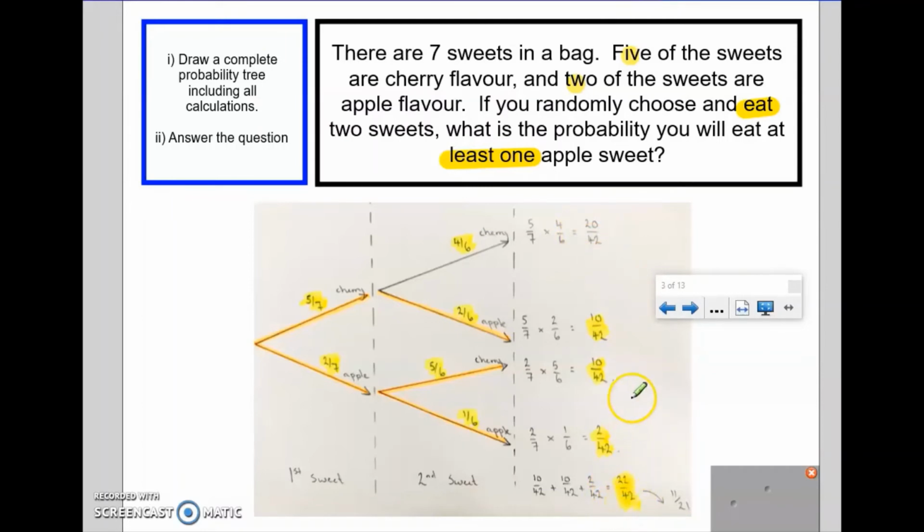But for the basis of this question, you were asked to draw a complete probability tree, which is often what you'll be asked in your tests and exams. So this way of showing all three probabilities you're interested in would be the better way of approaching this type of question.